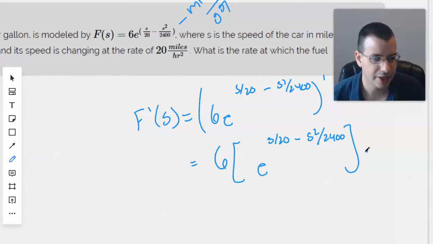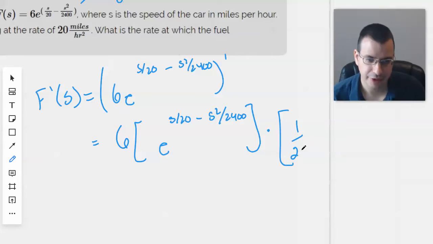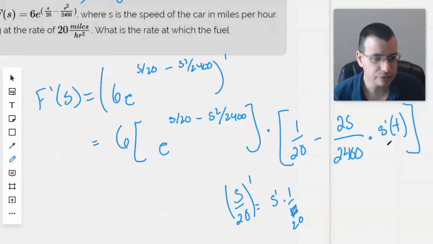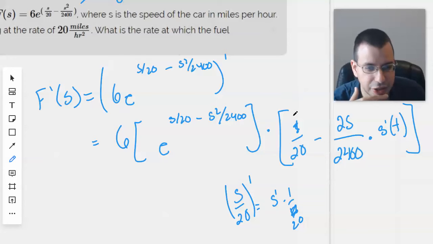Now we multiply by the interior, which is 1 over 20, because the derivative of s over 20 is just the derivative of s times 1 over 20, minus 2s over 2400 times s prime of t. So what I did here was the chain rule. Do I need s prime here? I think I do, s prime of t.